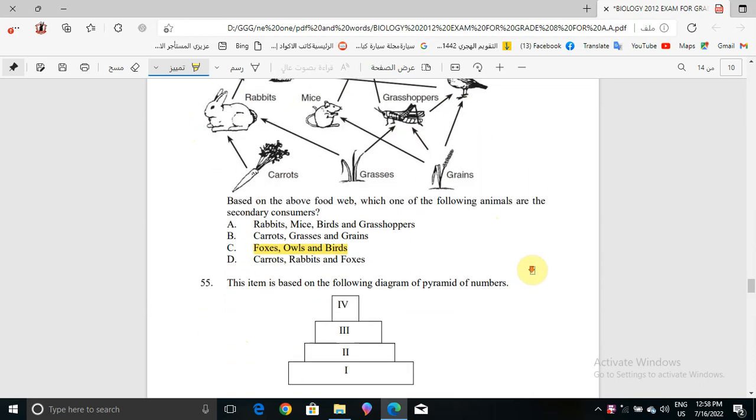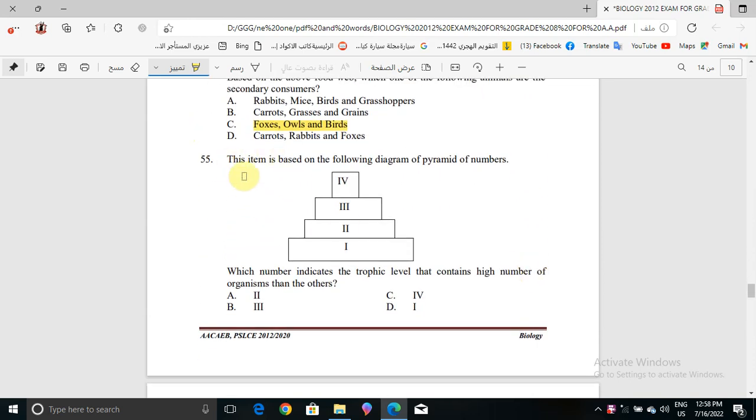Okay, now question number 55. This item is based on the following diagram of pyramid of numbers. Here we have 1, 2, 3 and 4. Which number indicates the trophic level that contains high number of organisms? Then the answer will be the base one, which is 1. That means choice D is the correct answer.